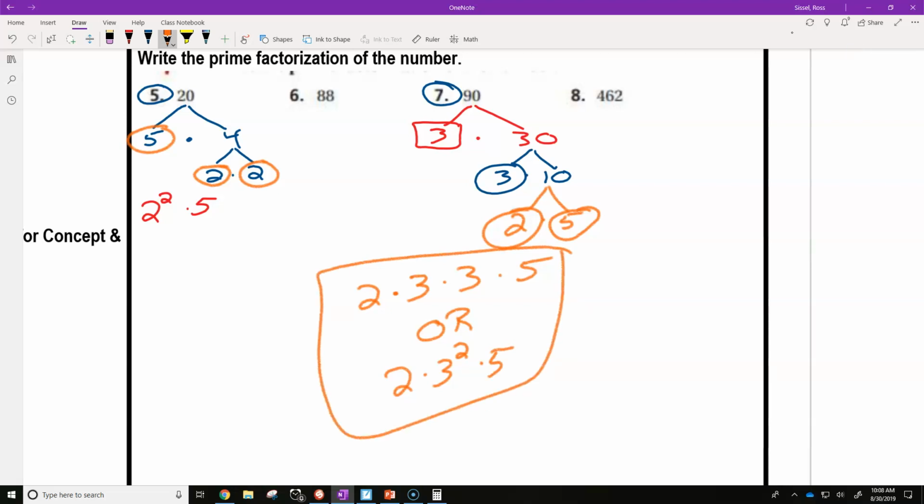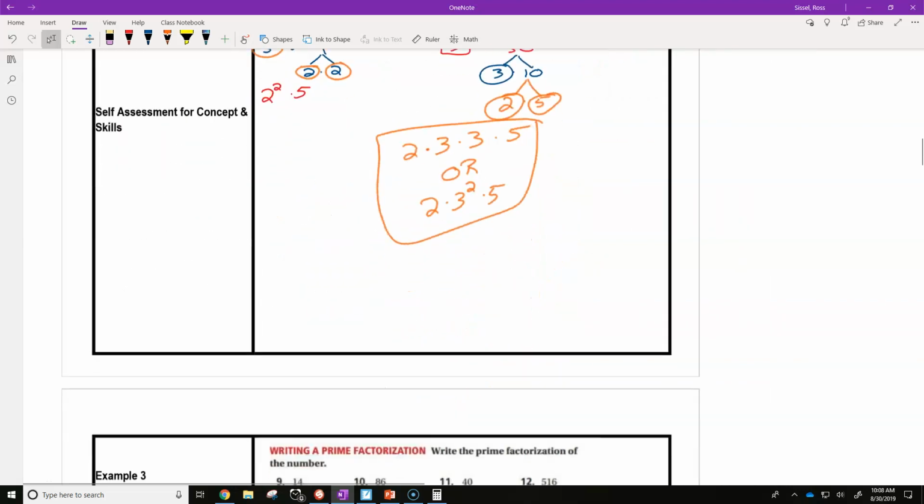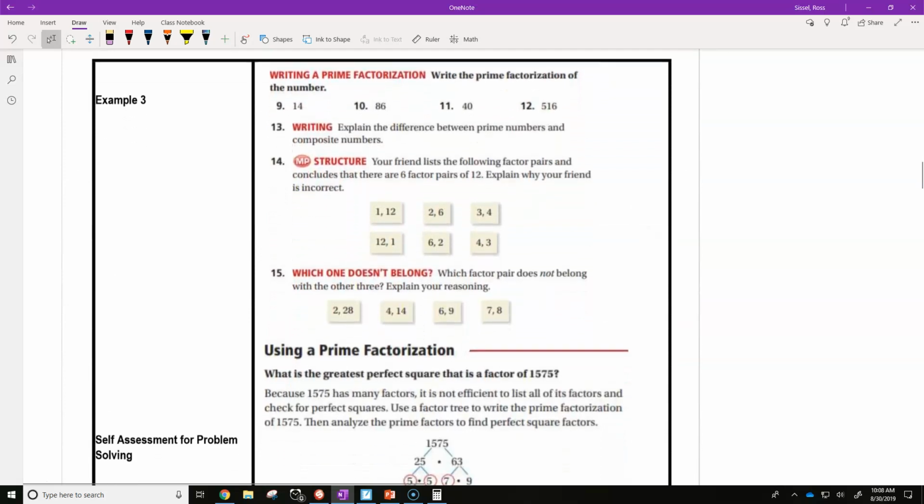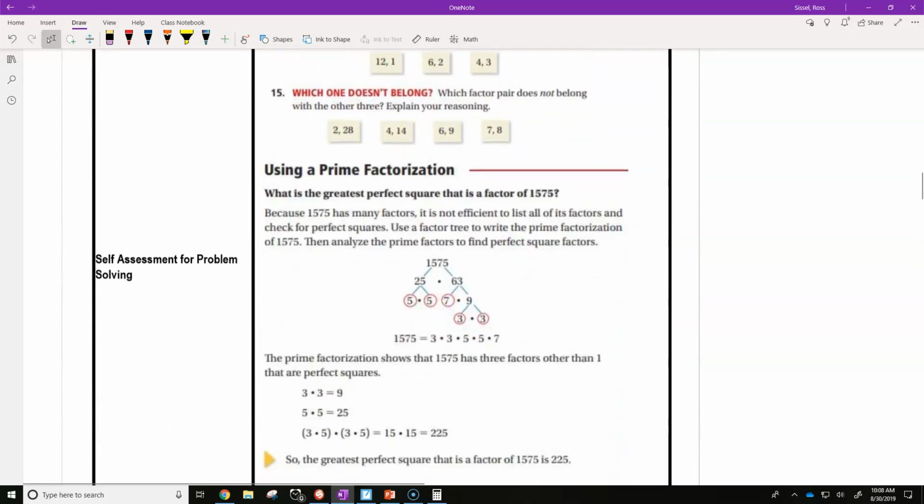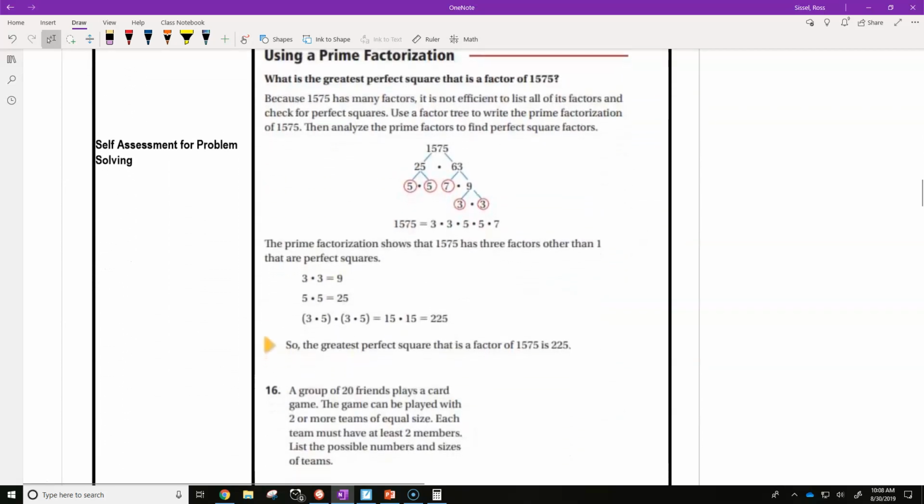Alright, there's one last part I want to work with you before your homework. I don't like this part as much, but we have to go over it. So please bear with me on this. These are more examples. I don't know why this got mixed up. Okay, using a prime factorization.